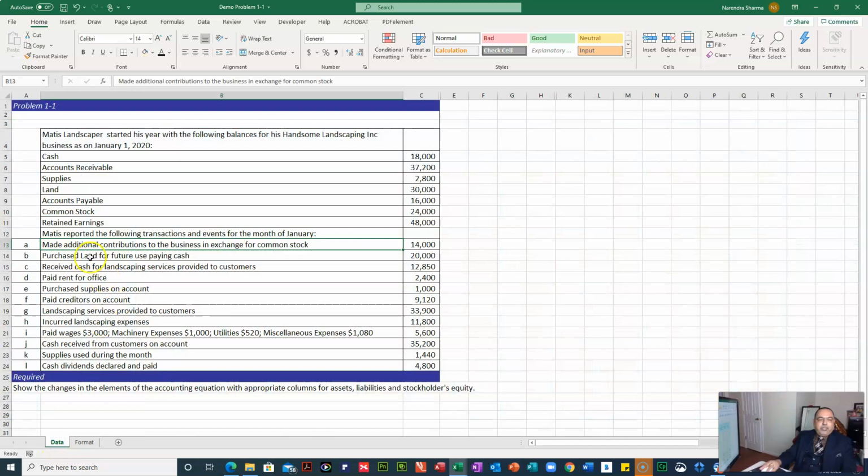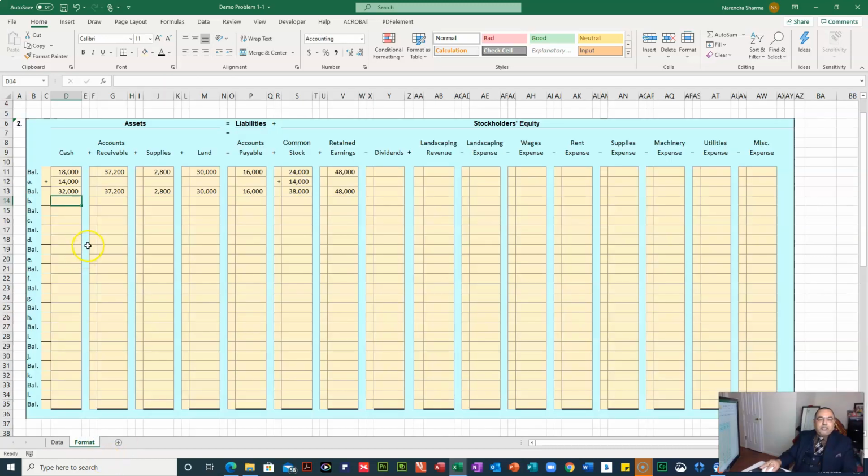Now we're going to do B. Purchase land for future use, paying cash. So I have paid cash 20,000 and I purchased land. The two accounts involved are cash and land. Now what is happening to cash? Of course I'm paying it, so that is why it has gone down. I'm going to write minus, and then 20,000 in the amount column. What is happening to land? Of course, since I bought the land, the balance will go up. So that's why it's going to be plus. These are the two accounts that are impacted.